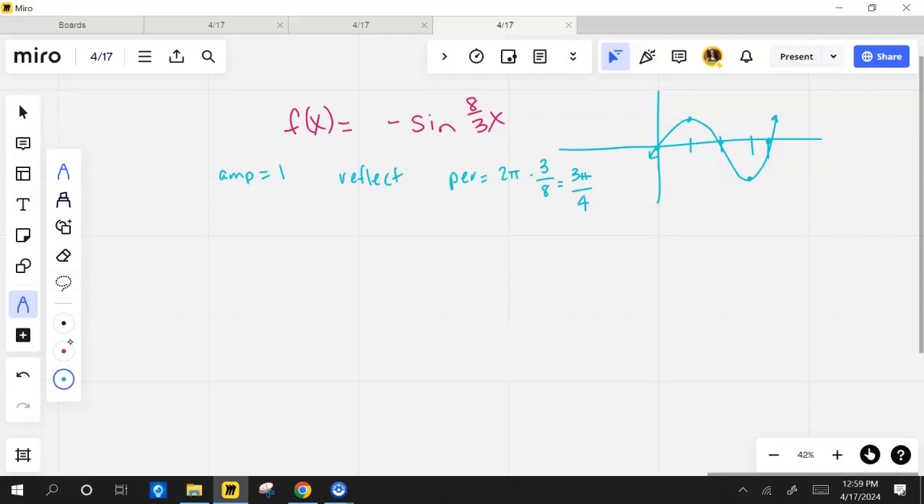All right, here's what I would do to help me with this one. Because my period is over 4, that's halfway in between 1.5, right? In between 0.5. So what I would do on my graph is I'd probably label them by 4s.